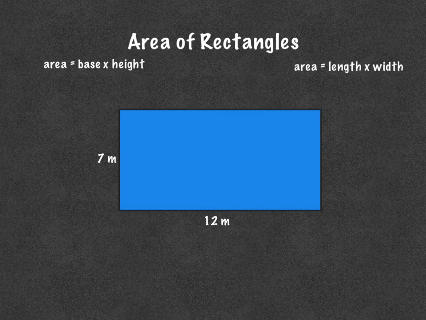All right, next we have 12 meters by 7 meters. So 12 is our base. 12 times 7 equals 84 meters squared. Okay, so that's a little practice with area of rectangles.